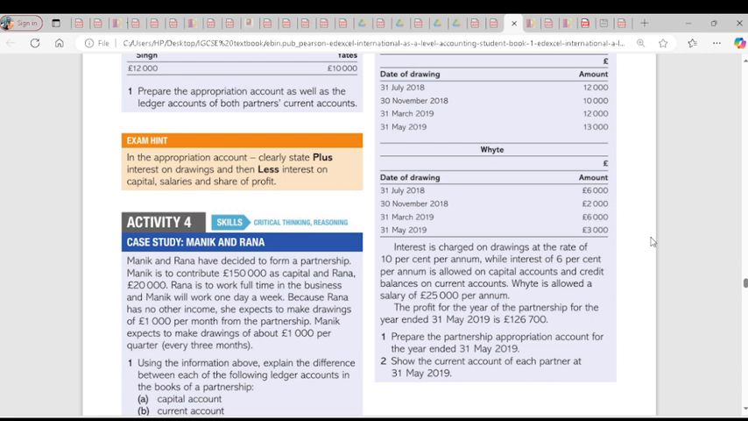Note, profit for the year, you add interest on drawings, you less interest on capital, you less interest on current account. So all this will be taken away, and that gives us our profits. When you take away the interest on capital and the interest on current account, it gives us 73,260. Then you go to the additional information.